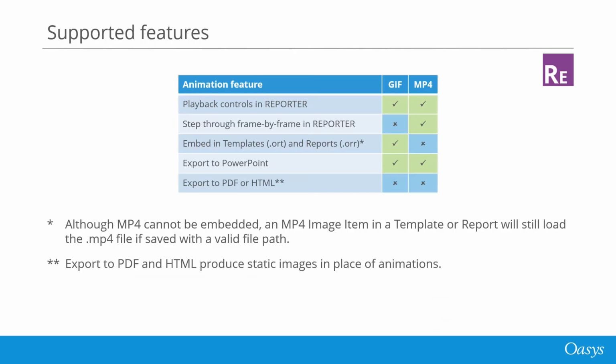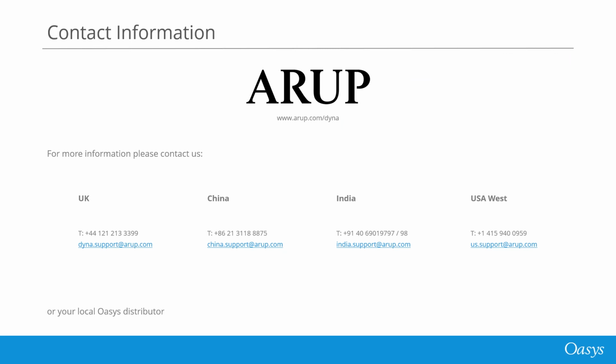In this demonstration, we used a D3Plot item to showcase animations in Reporter. Animated content can also be added to your templates using image or file items. Both GIFs and MP4 can be played by Reporter, although MP4 offers a more complete set of playback controls. In this initial release of the new animation tools, MP4 files cannot be embedded in saved ORT or ORR files. This is something we hope to address in a future update. For now, both GIF and MP4 can be generated by Reporter and exported to PowerPoint if this is your presentation tool of choice.